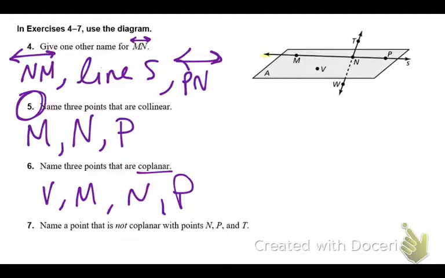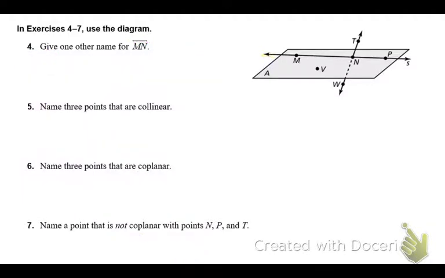And then last, name a point that is not coplanar, which means not on the plane, with N, P, and T. W. So my only guess is why they asked about T is that they don't want you to list T. Is T on the plane? No, so it's already not coplanar. So I think that they just want to specifically say W. You can go ahead and flip to 1.2.